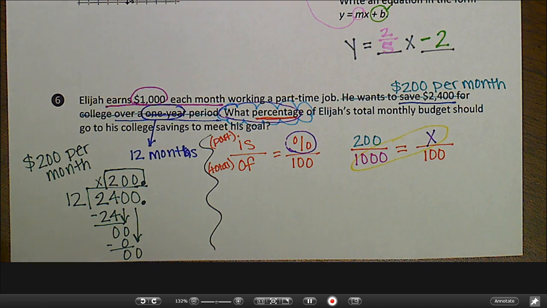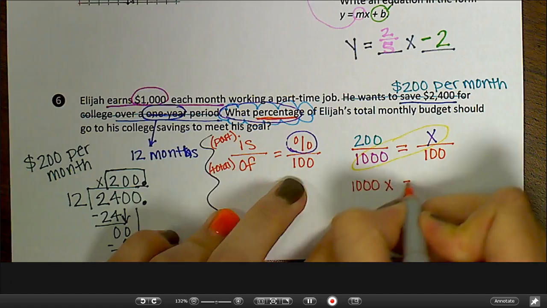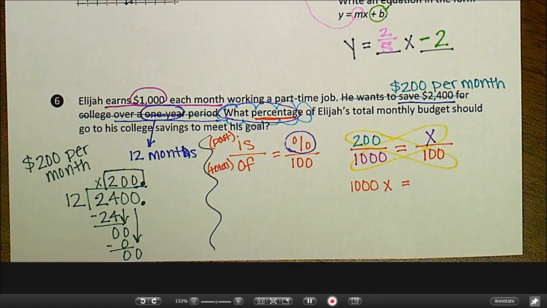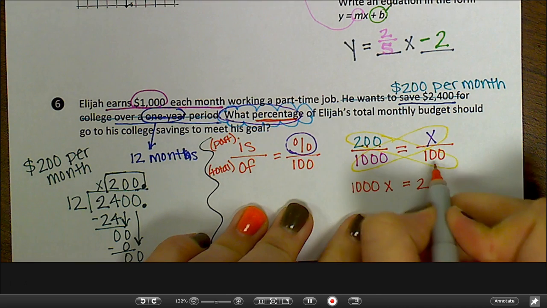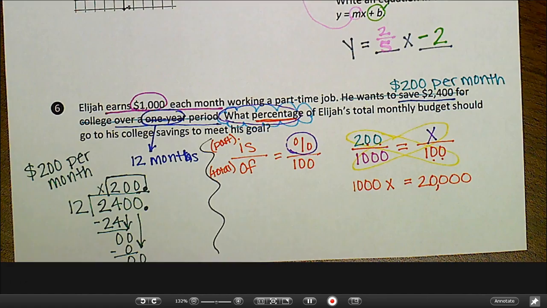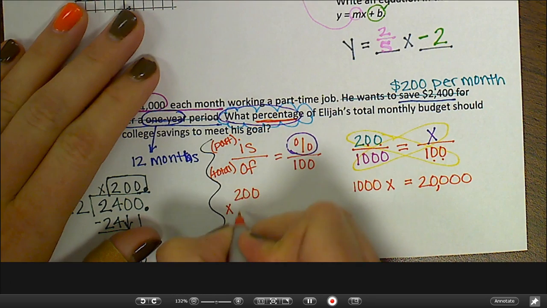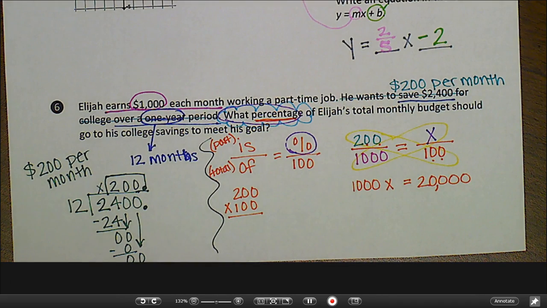So let's do that. This is 1,000x equals 200 times 100. Okay, if you want to take the shortcut, 2 times 1 is 2, and then I have 1, 2, 3, 4 zeros. So that's 20,000. If you want to multiply it out, that's great too. Set it up as 200 times 100, and you will get the same answer. And if you're doing that, go ahead and pause the video, work it out, and make sure that you get the same answer before we move on, so that we know that you're in the right place.